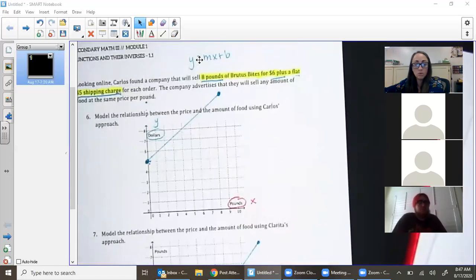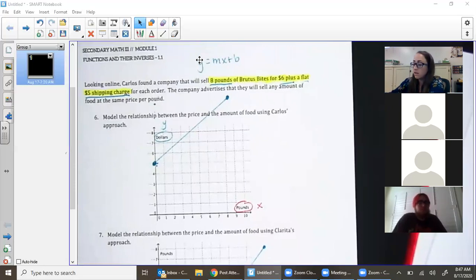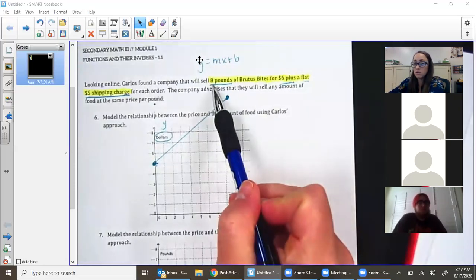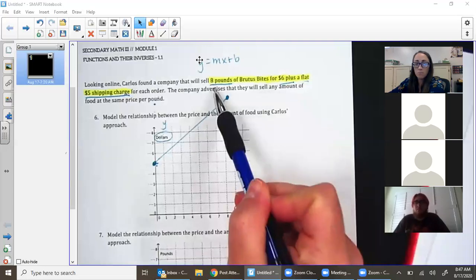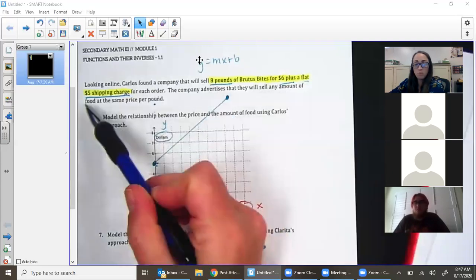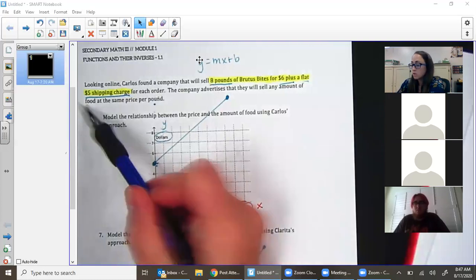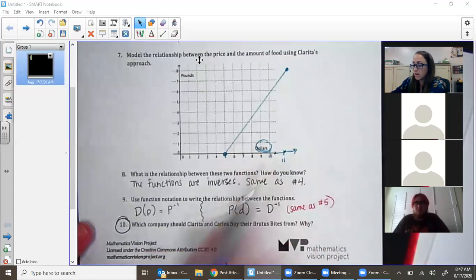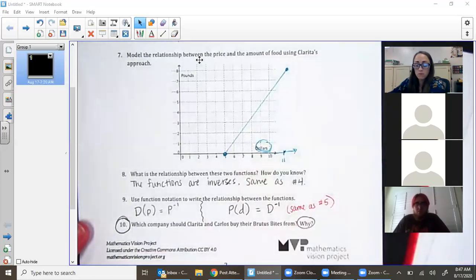They didn't really give us a name, it was just some online company. They charged $6 for 8 pounds of food, but then you also had to pay $5 in shipping. So you guys are going to talk about which company they should go with and why. What do you guys think the reasoning should be when you choose which company? Well, I believe that they should buy from the Canine Catering Company because they wouldn't have to pay an extra $5.